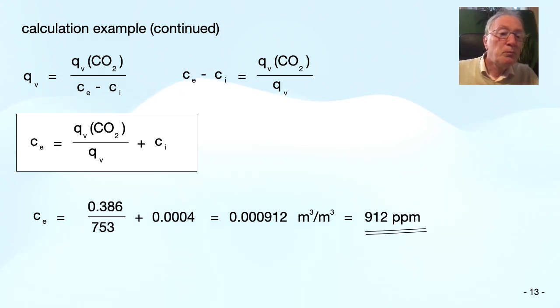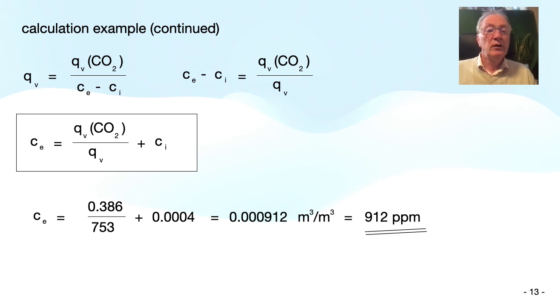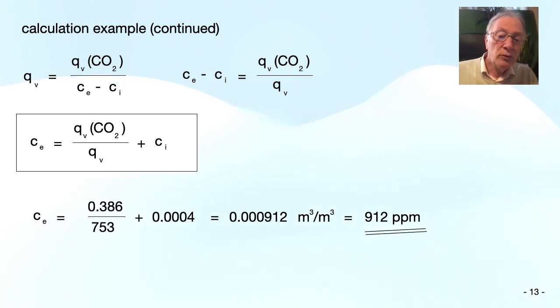The steady state figure we can now calculate. We have all the knowns, and then we find that after more hours the CO2 concentration in the room goes up to its maximum of 912 ppm.